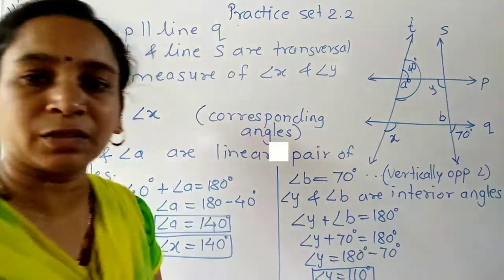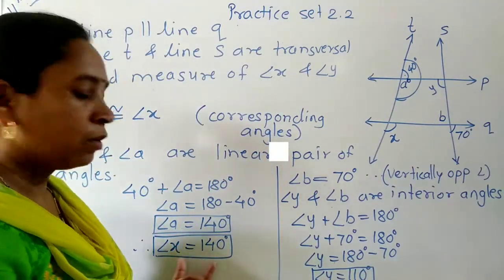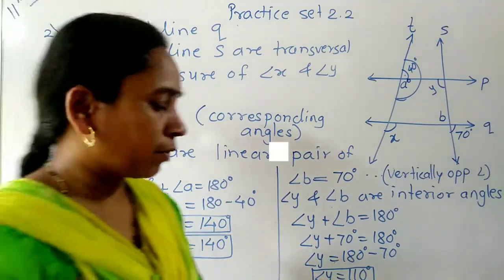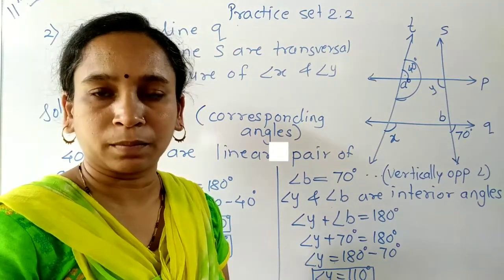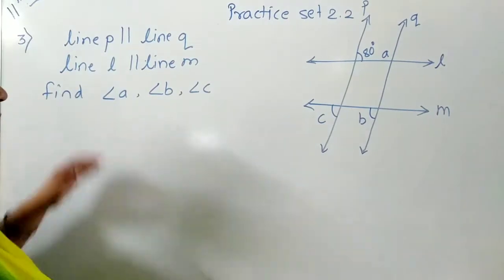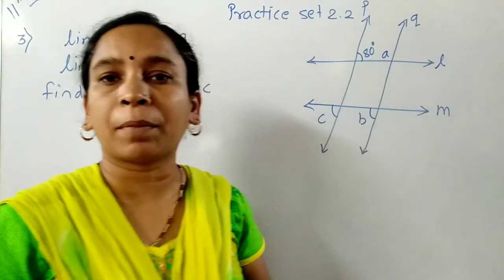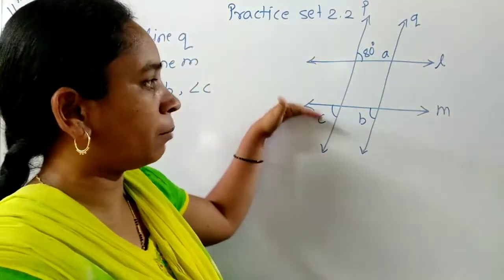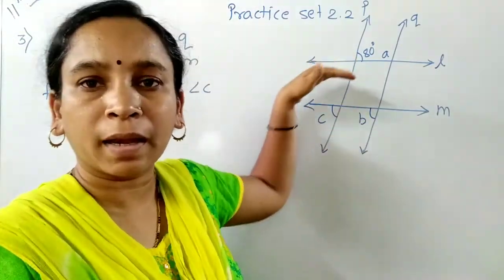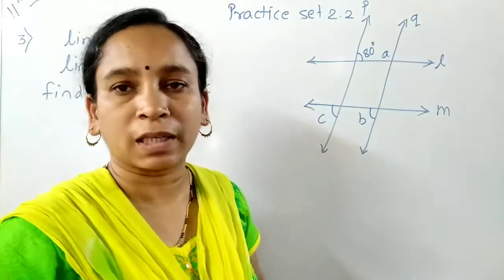So, students, in this way, we have found the X value, that is 140 degree, and Y's value 110 degree. Third example, in this example, here all lines are parallel with each other. Lines L and M are parallel. When I consider lines L and M, then these would be the transversal.